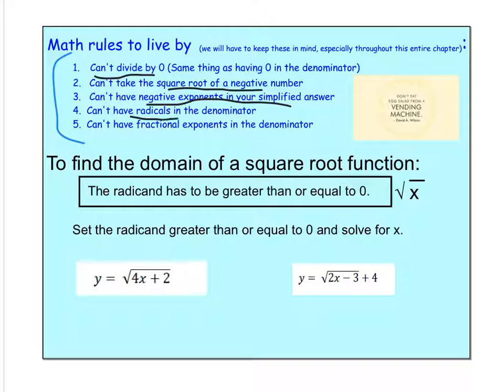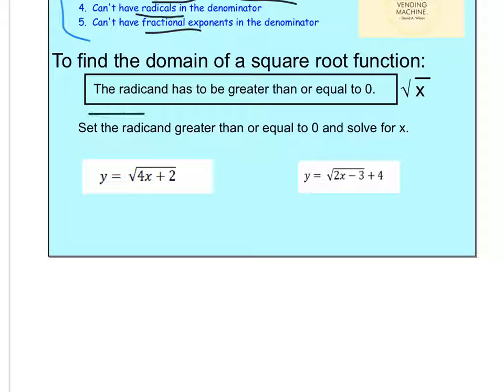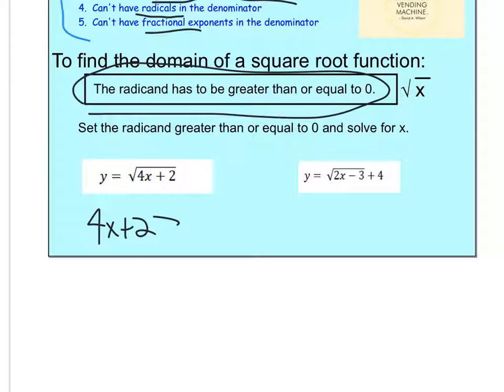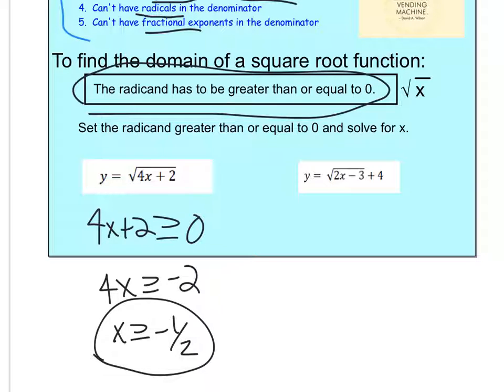No radicals in the denominator. No fractional exponents in the denominator. All right, so no fractions, no negative exponents, and don't divide by a negative number. So, if you're trying to figure out your domain, the part underneath the square root, set that greater than or equal to 0. Okay, so 4x plus 2 is greater than or equal to 0. So 4x is greater than or equal to negative 2. So x has got to be greater than or equal to negative 1/2. Notice I didn't switch the sign because I'm not multiplying or dividing by a negative.